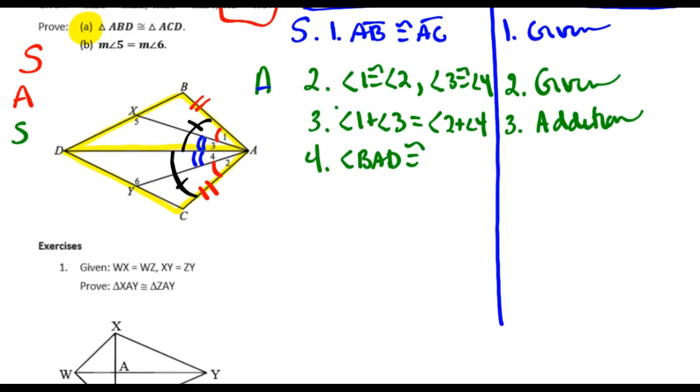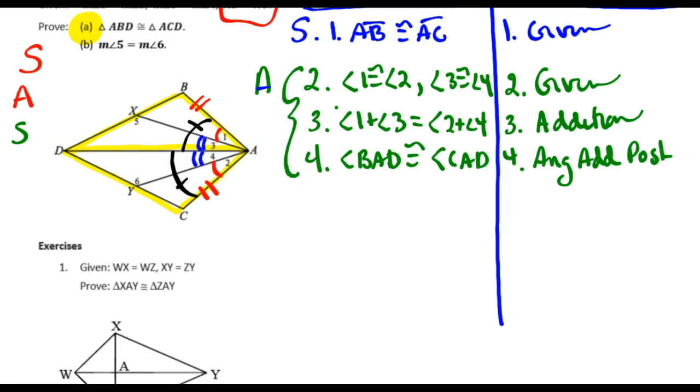Angle BAD is congruent to angle CAD. And this is the angle addition postulate. So these steps right here are my angle steps, 3 steps to prove an angle equal to each other. We get lucky on my next one. I want it to be a side. Who's going to be my side?